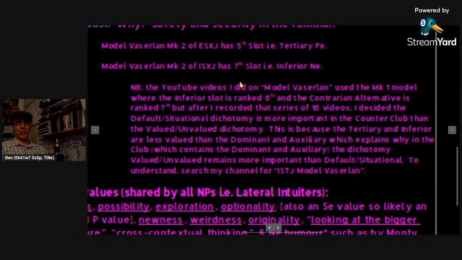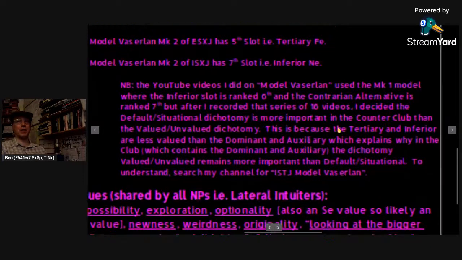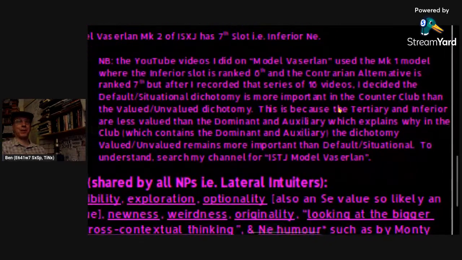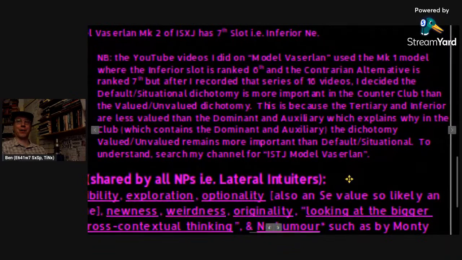The SIDOMs have 7th slot, i.e. inferior NE. And then I do this bit here where I have a correction. The YouTube videos I did on model Vaserlan used the Mark 1 model, where the inferior slot is ranked 6th and the contrarian alternative ranked 7th.